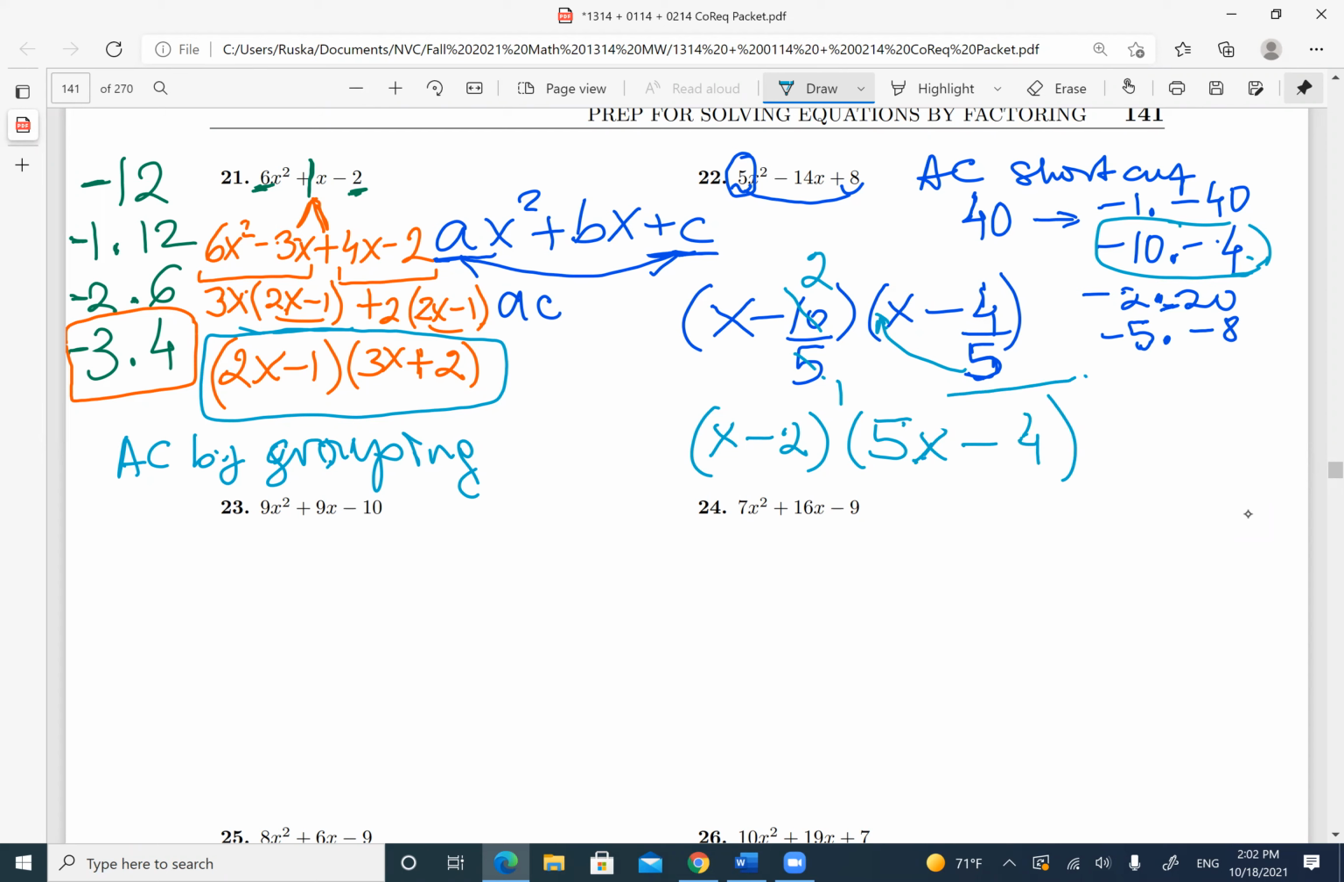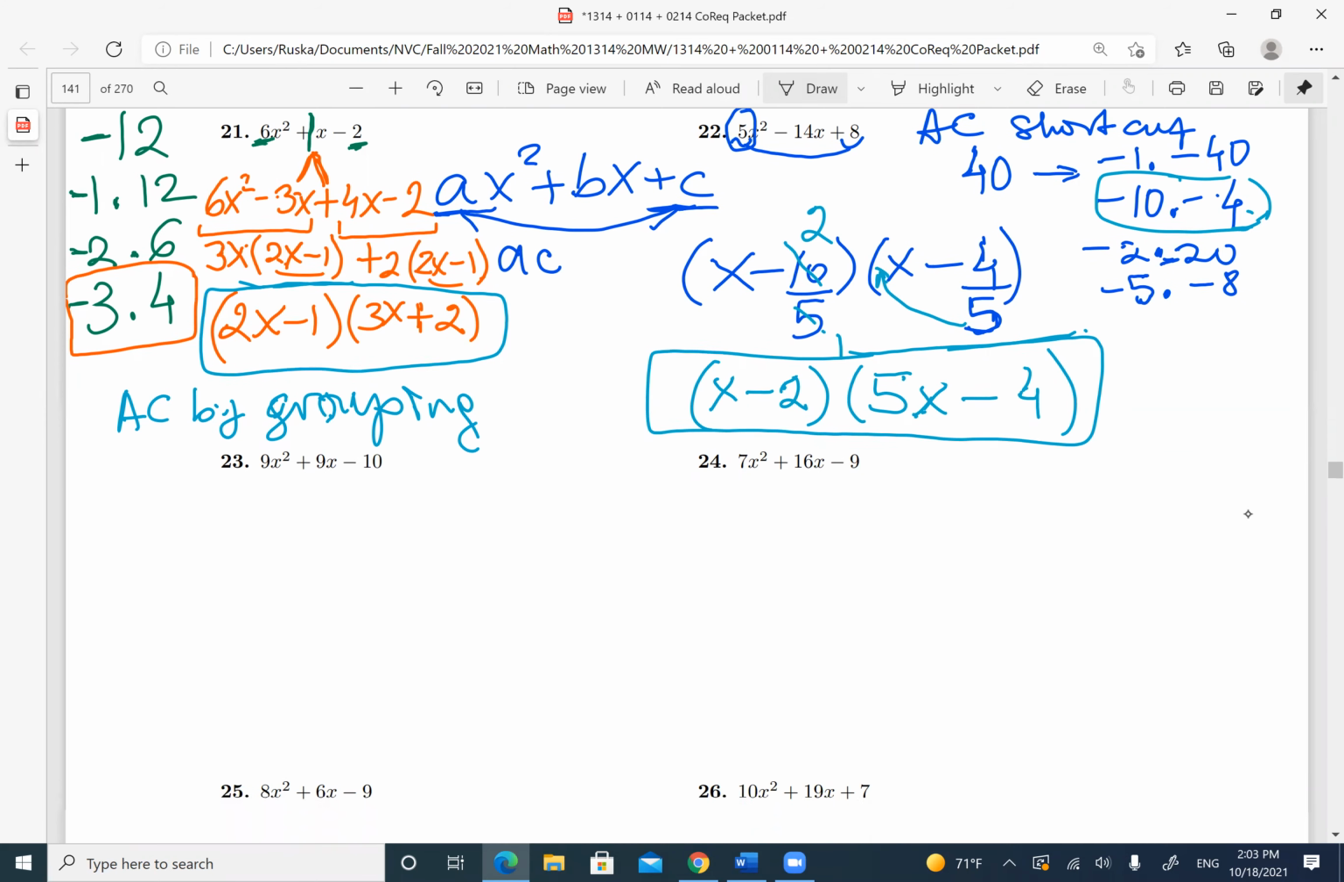So now let me know which method you like better. AC by grouping or AC shortcut? No preferences here? Probably AC shortcut since it seems shorter. Okay. Somebody like the AC grouping? Okay, so I'm gonna do this when I do it together.